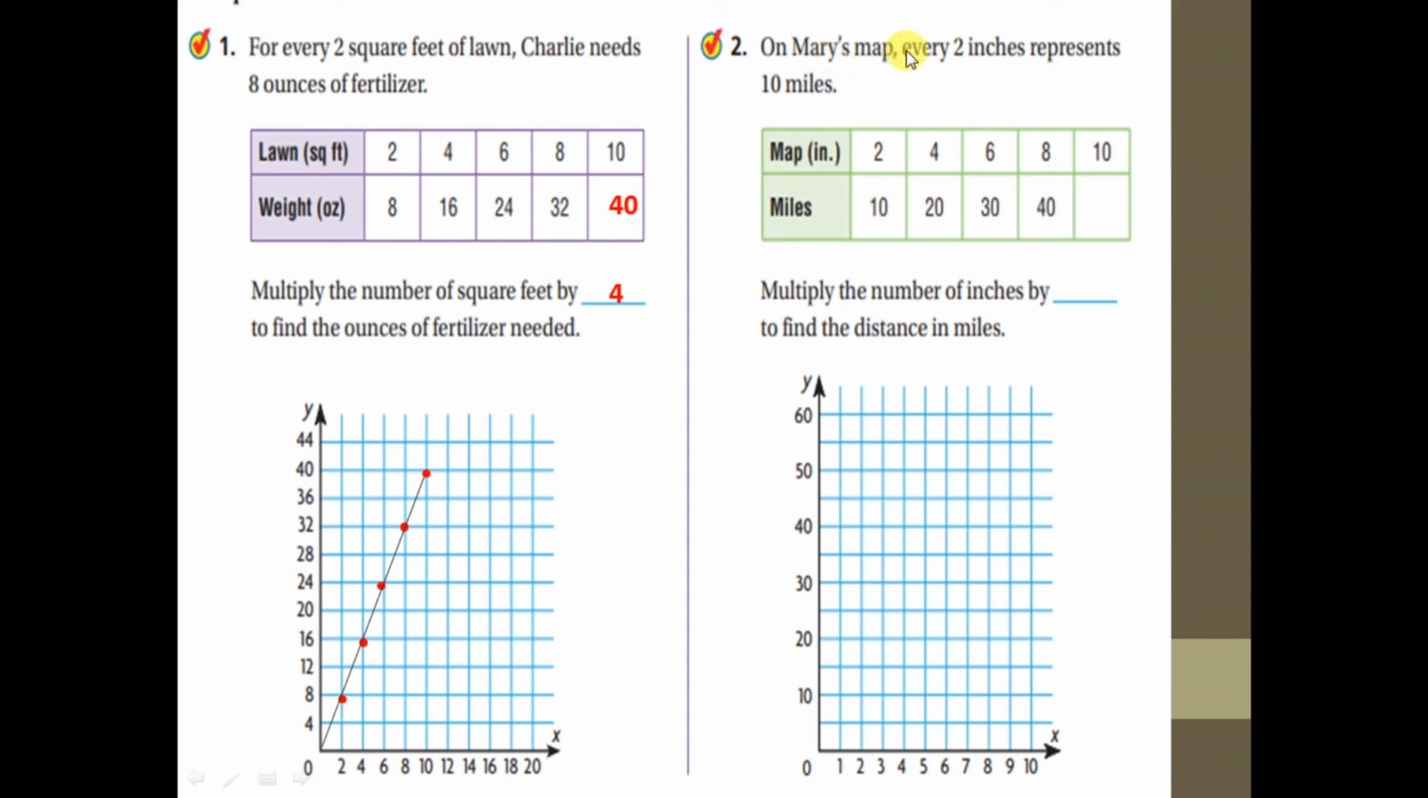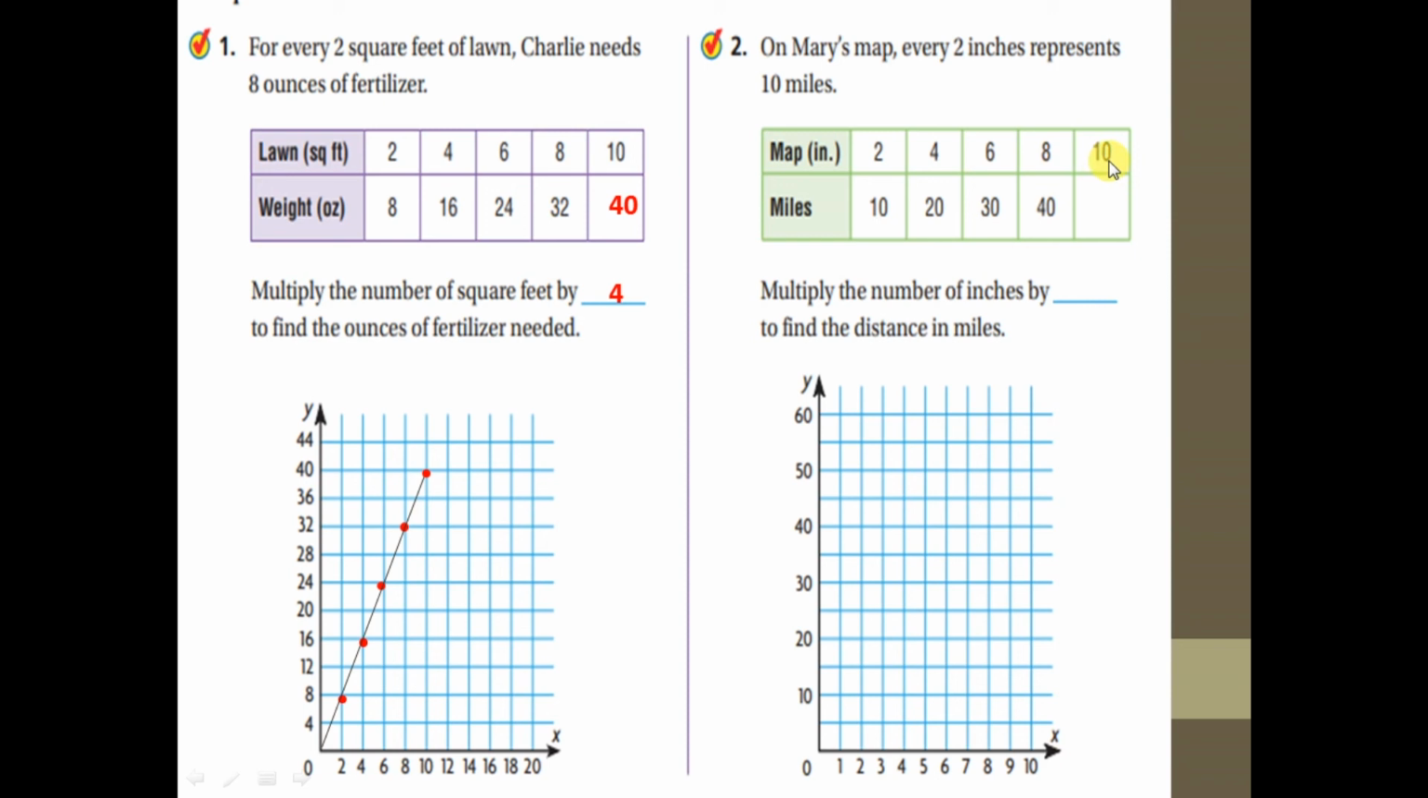On Mary's map, every 2 inches represents 10 miles. So let's find the relation between 2 and 10. 2 multiplied by what will give me 10. So it is 5. Let's check. It's the right rule then. 4 times 5, is it 20? Yes. Then multiply 6 times 5, 30. Multiply 8 times 5, it's 40. So it's right in all these previous numbers.